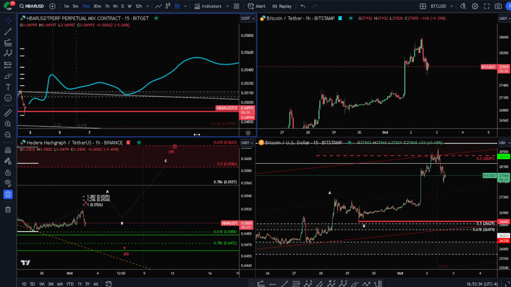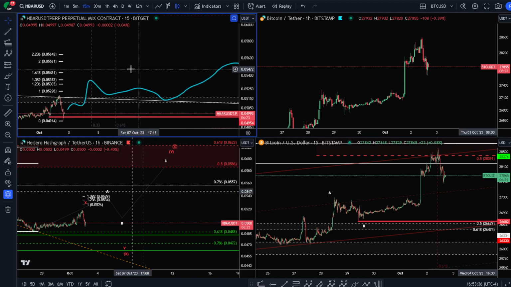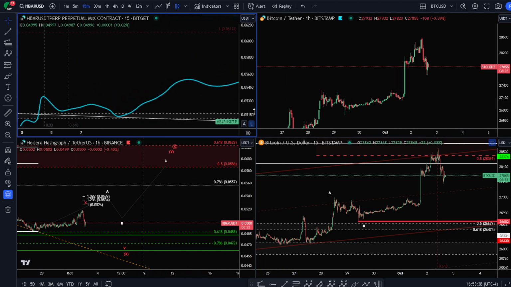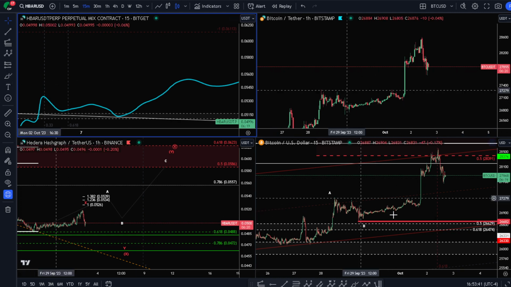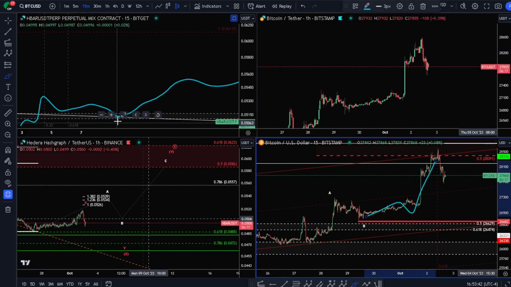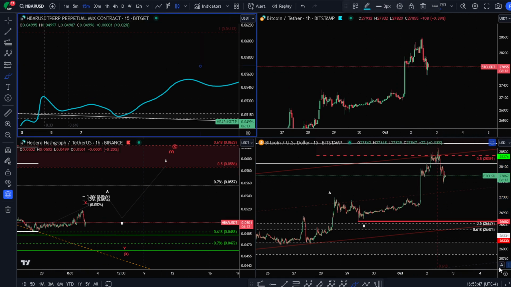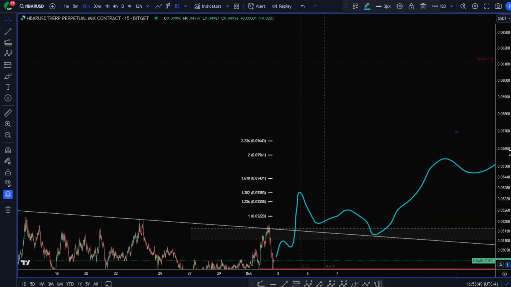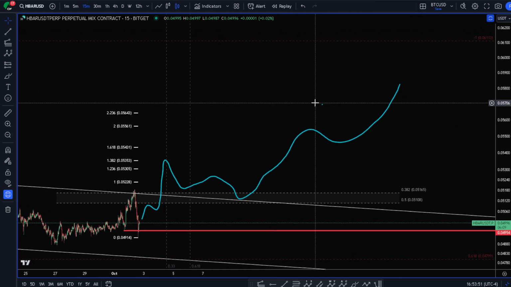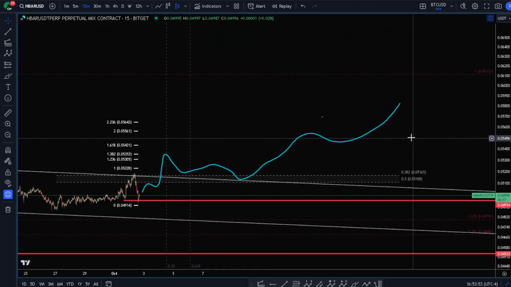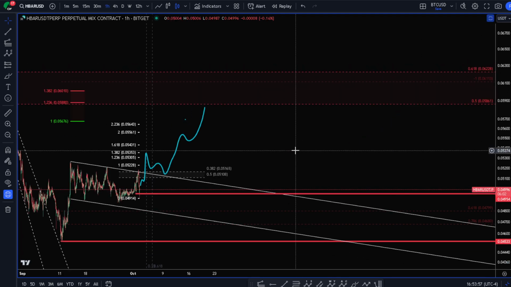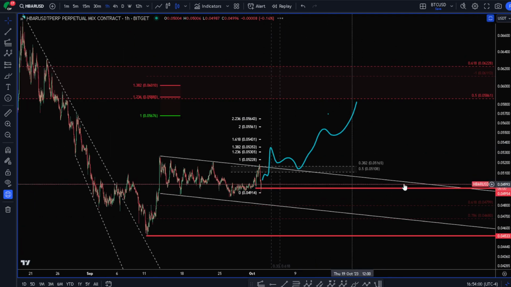And then we'd look for our move up right here, and that's from here. So that's how we can move correctively to the upside on Bitcoin, and come up to that 50 to the 618 area I was showing you.